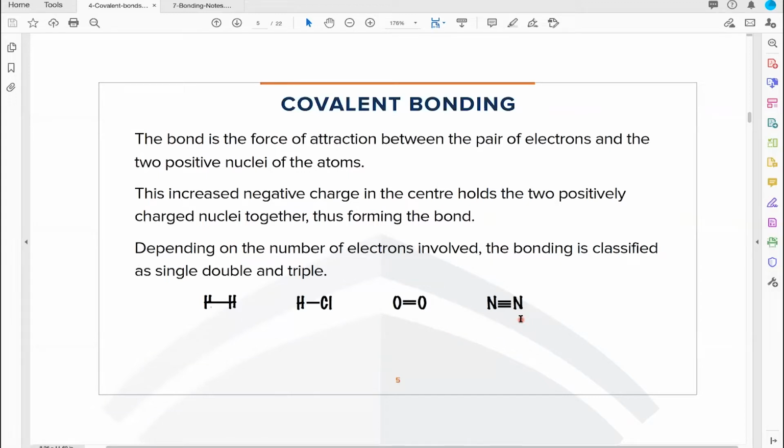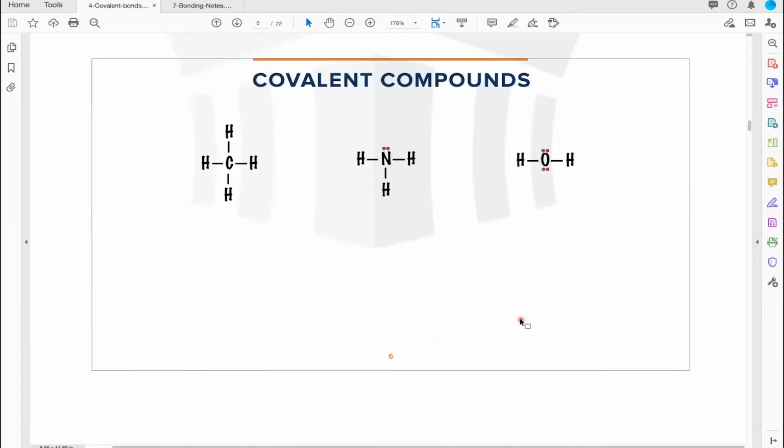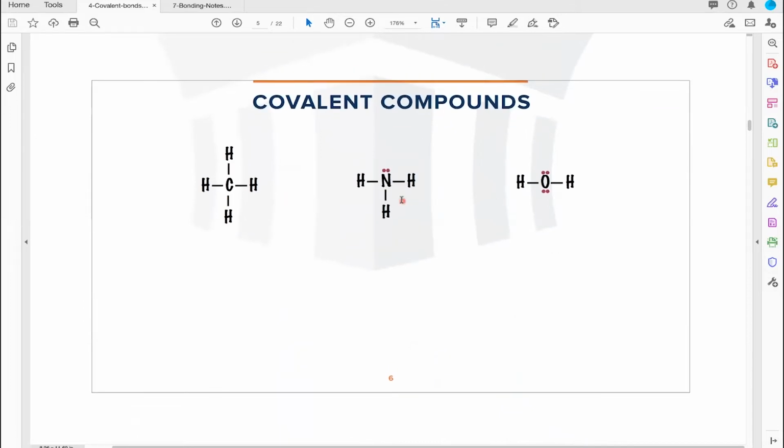It simply means that there are 2 atoms of nitrogen in the molecule. How are they bonded? You have to look at their group number to see how many electrons they need to share. Okay, so that's covalent bond. Over here, we have some covalent compounds.